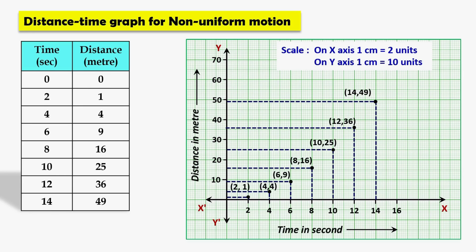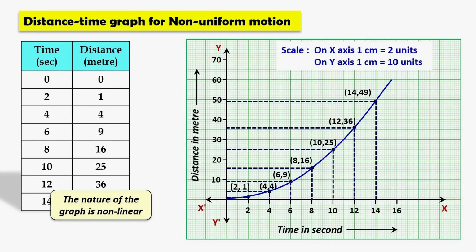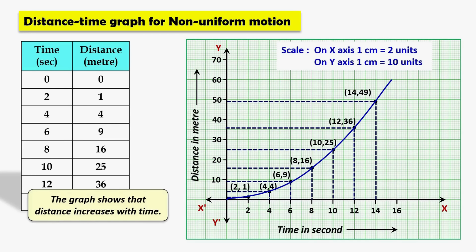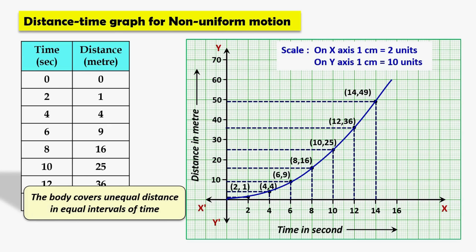So, we conclude, the distance increases with time. But the distance covered in equal intervals of time is unequal. Hence, this distance-time graph represents non-uniform motion.